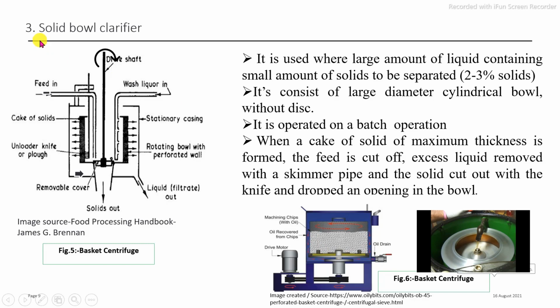The construction of the solid bowl centrifuge is very simple, in which only the perforated bowl is rotated on the shaft. By application of centrifugation, the filtration is carried out. The inside of that perforated bowl is provided with the filter media for the filtration by using the centrifugal force.